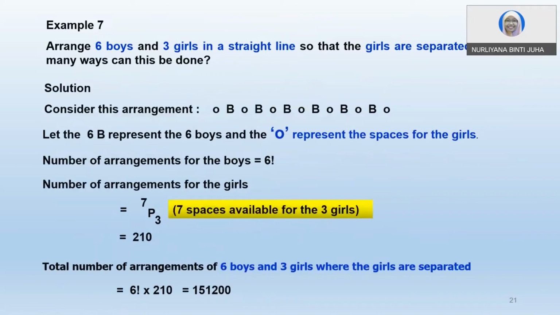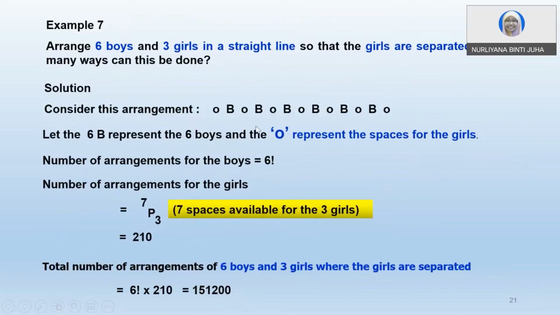Okay, example 7. Arrange 6 boys and 3 girls in a straight line so that the girls are separated. In how many ways can this be done? Okay, so dia kata kita ada 6 boys and 3 girls. So total we have 9, kan? Tapi ke-9 ni semuanya duduk dalam straight line. And then the girls are separated, meaning that the girls cannot sit next to each other.